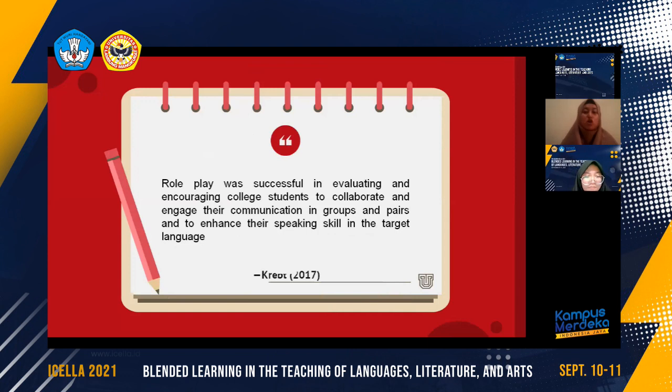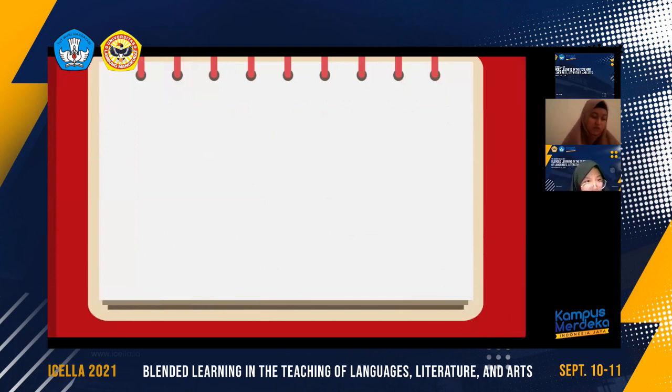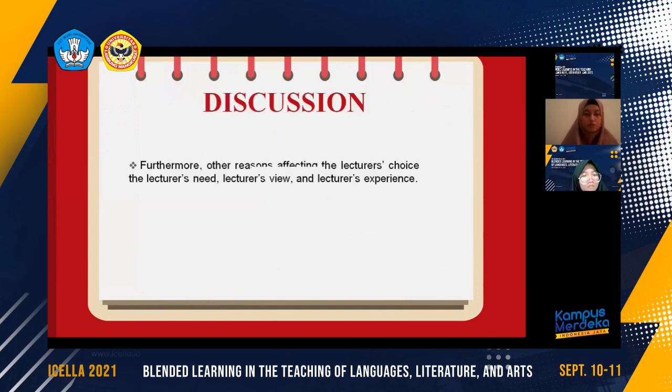And according to class, role-play was successful in evaluating and encouraging college students to collaborate and engage their communication in groups and pairs and to enhance their speaking skill in the target language. And the purpose of speaking in basic speaking course is to enhance and to make the students fluent in speaking. So using role-play enables students to practice speaking in English.